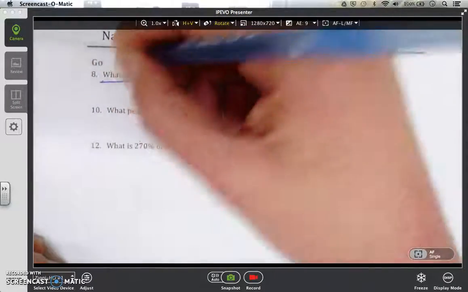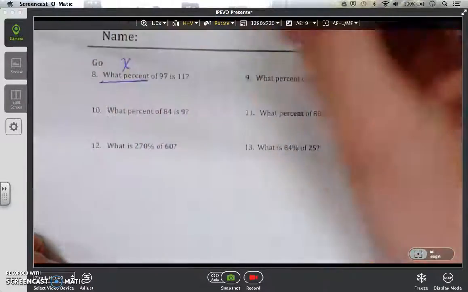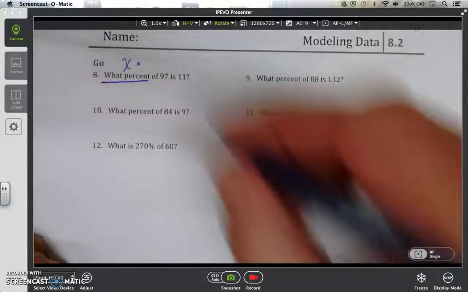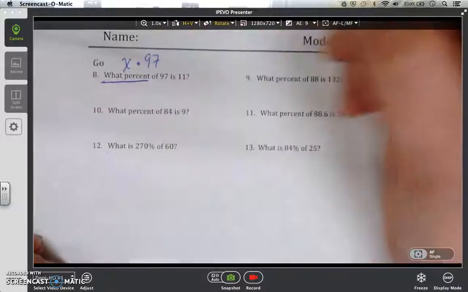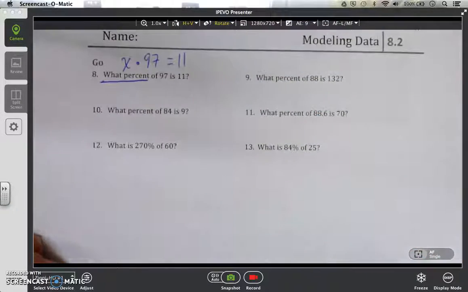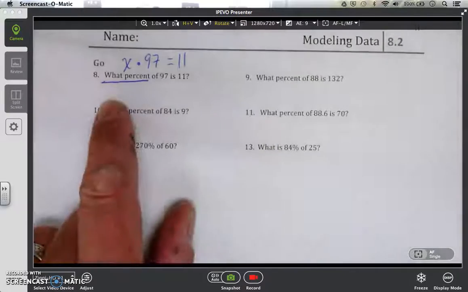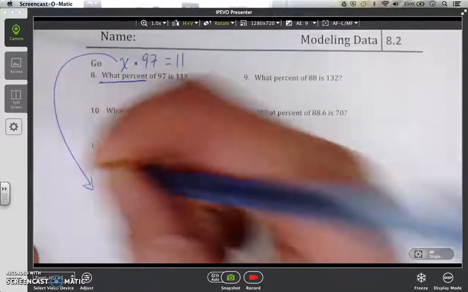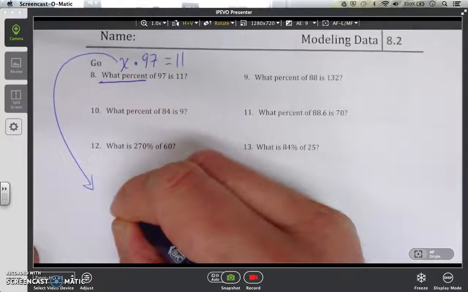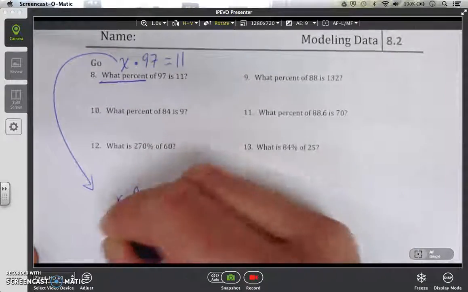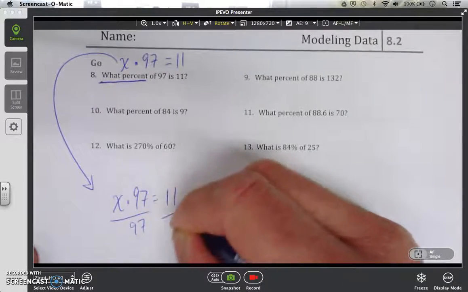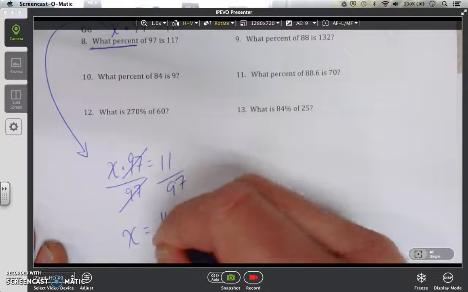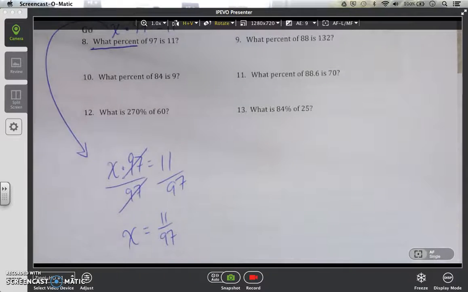What percent, I don't know, let's call it X, of means times in math. Anytime you see of is multiplication. 97 is 11. What percent of 97 is 11? In other words, what times 97 equals 11? That's really what they're asking. Okay, so X times 97 equals 11. If we divide both sides by 97, those cancel, and you get 11 over 97, or let's take out the calculator.